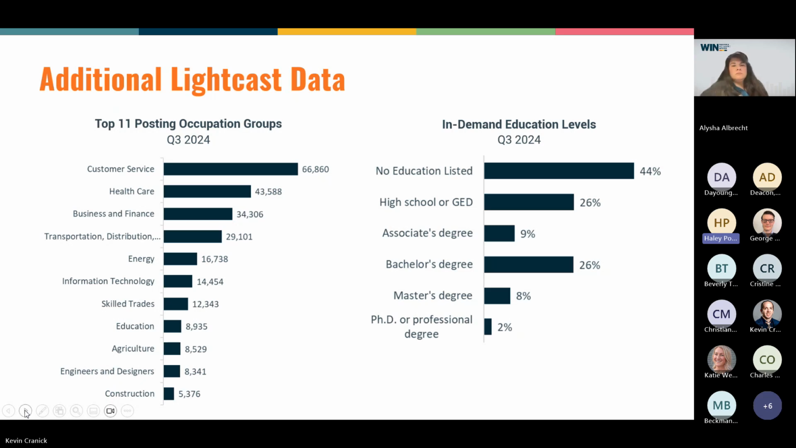For this one, 44% of the postings did not list any education. That doesn't mean that they necessarily don't want it. There could be different reasons for that, but it does limit the data on what someone is looking for in that occupation. And then you can see the high school or GED, associate's, bachelor's, master's, and PhD. We do use this for the entire region of the LMR, but also for the individual occupations. Go ahead and go on to the next slide.